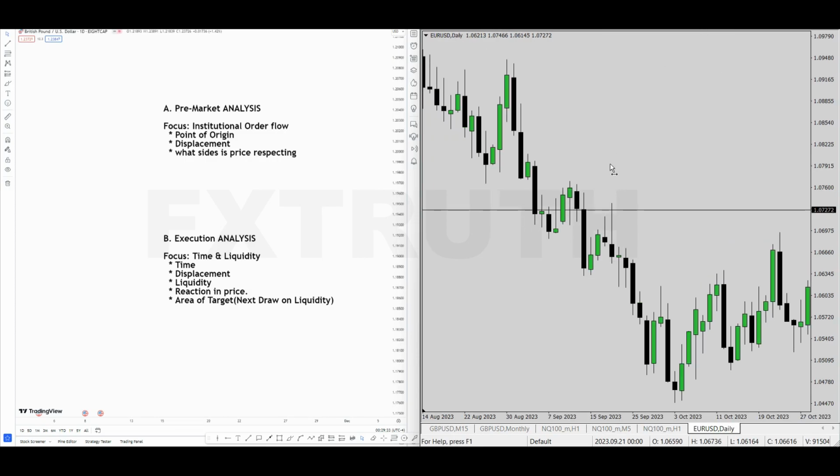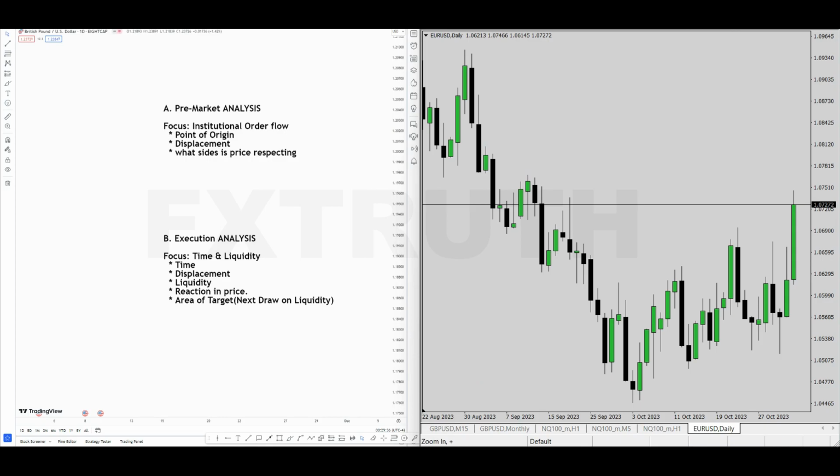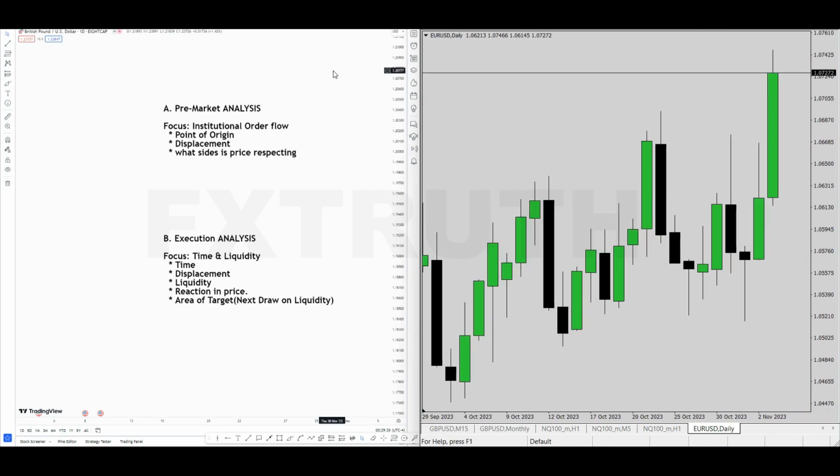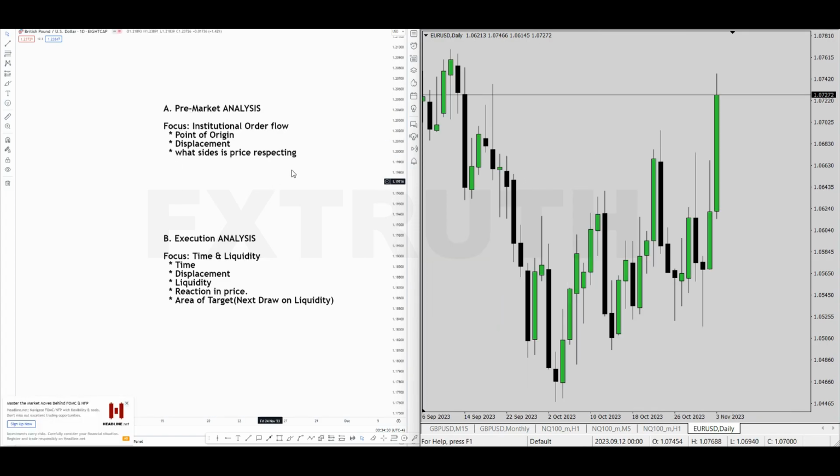So on the daily time frame, that's where we're going to start the analysis because it's actually a day trade. So we're going to start the analysis from the daily time frame. Looking at the left side of the chart, the first focus of our analysis is the pre-market analysis, and the focus of this particular analysis is identifying institutional order flow. And talking about institutional order flow, what we want to identify first is the point of origin. When we talk about point of origin, we're simply saying where is price coming from.